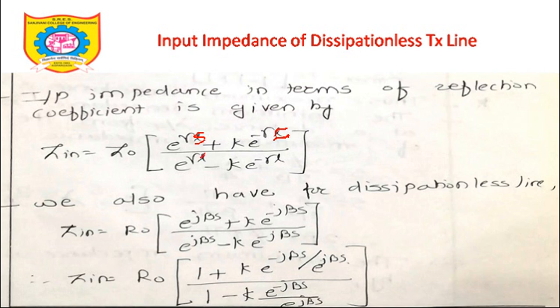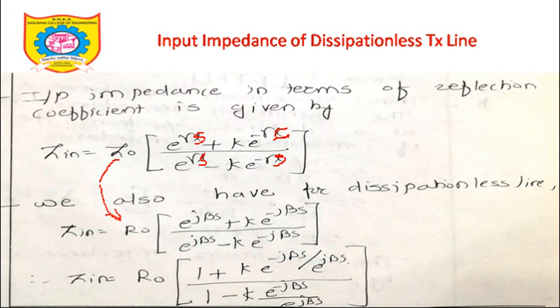That will become better for me, because till now we have calculated all the terms with respect to x. So can I replace gamma equal to alpha plus j beta? Yes, but alpha is equal to 0. So it will become e raised to plus j beta s plus k e raised to minus j beta s, divided by e raised to j beta s minus k e raised to minus j beta s. And since it is a dissipation-less line, Z0 can be replaced with R0. We already know the condition for a lossless line.